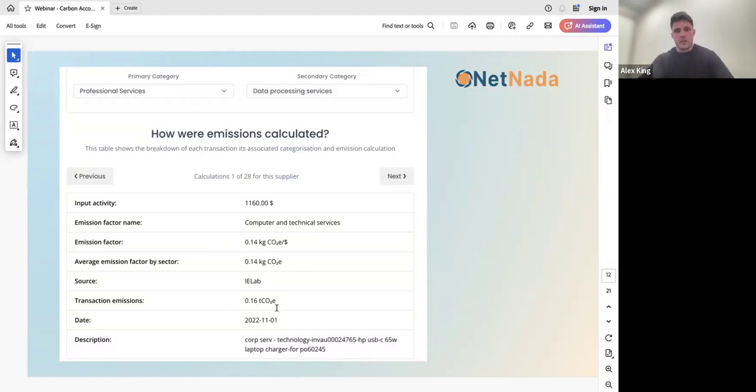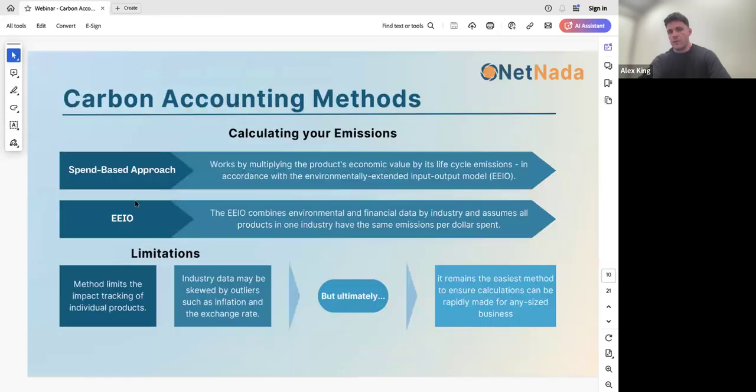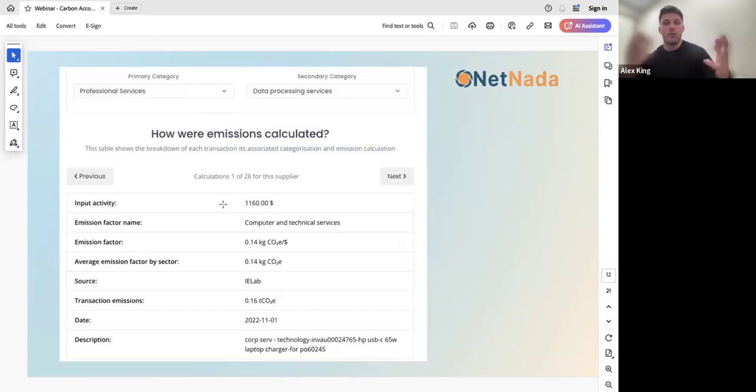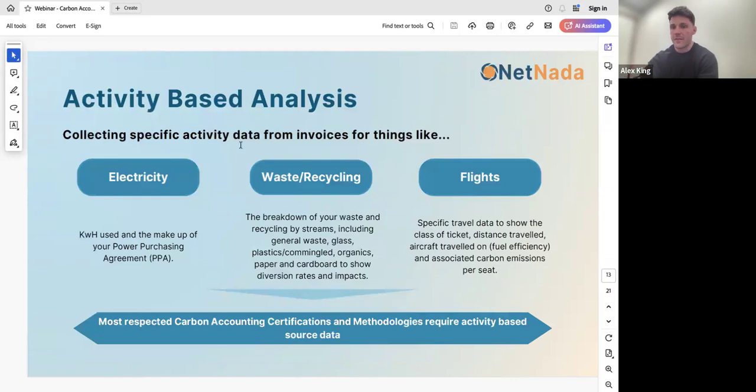And whilst we've mentioned this EEIO model, it doesn't just work for spend, it also works for activity-based. And as you can imagine, with your electricity bill, for example, we don't want to see how much it costs, because cost is not a good indication when we have better insight into activity-based data. What we would use is your kilowatt hours against an emission factor. Same sort of thing with tons of waste. Tons of general waste is a much better indicator than how much money you spent on your general waste. And flights, the same thing, kilometers traveled against an emission factor.